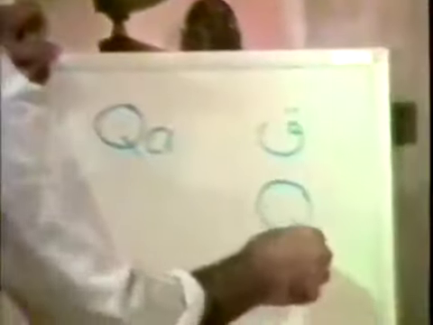Fa. And of course it's equivalent to the English F. The next letter is Qa. Another difficult one. Qa. It is represented by the English Q.